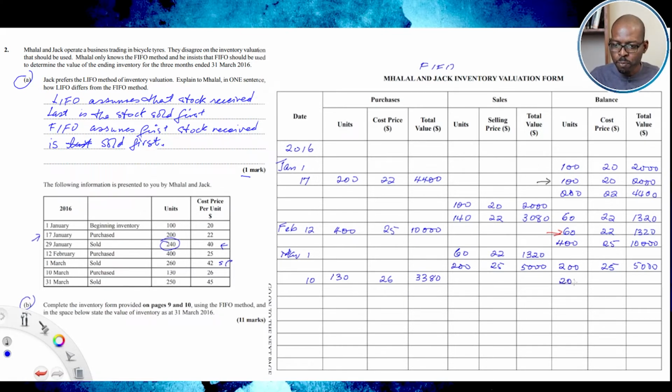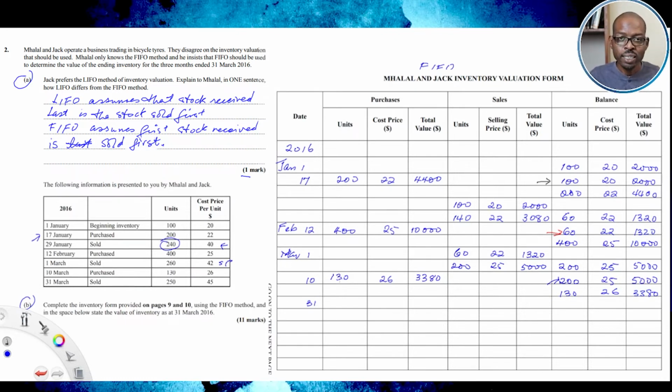We have our 200 from before. We keep them in this order so that we can have them in the order of first in, first out. So the first in here is this 200. And we add to that our new batch from the 10th. And that is 3380. Excellent. Now let's go to our final date here, which is the 31st of March. And this is a sale, 250. Can we get that from the first batch that we have, or the earliest batch? In this case, we're looking at this figure here.